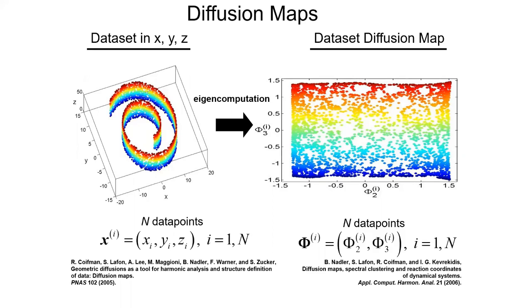It was Coifman and Lafon, and before that, Belkin and Niyogi, Laplacian eigenmaps. And the idea was that you can take data that are effectively two-dimensional and not only realize that they're two-dimensional, but actually find a parametrization of these two-dimensional manifolds. Why is that important in modeling? Because any dynamics in three dimensions on this manifold can be described as dynamics of the phi two and phi three variables on this twin.